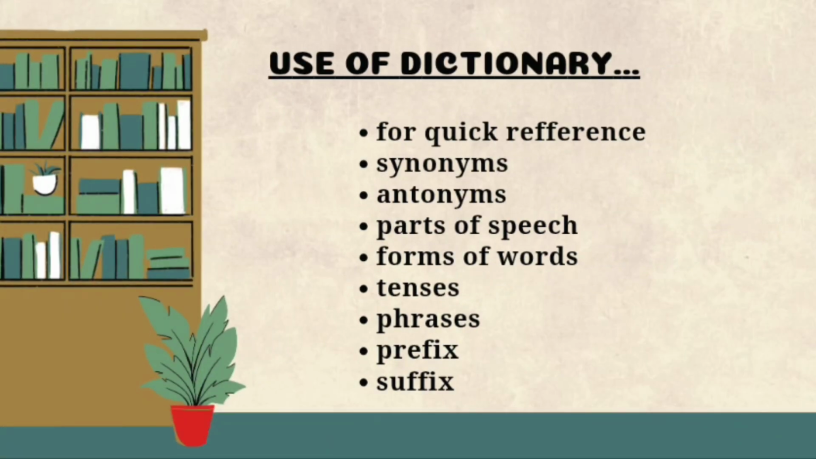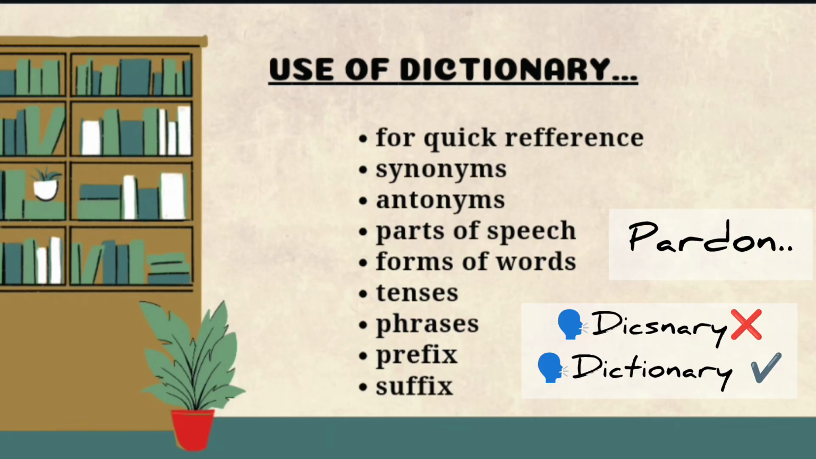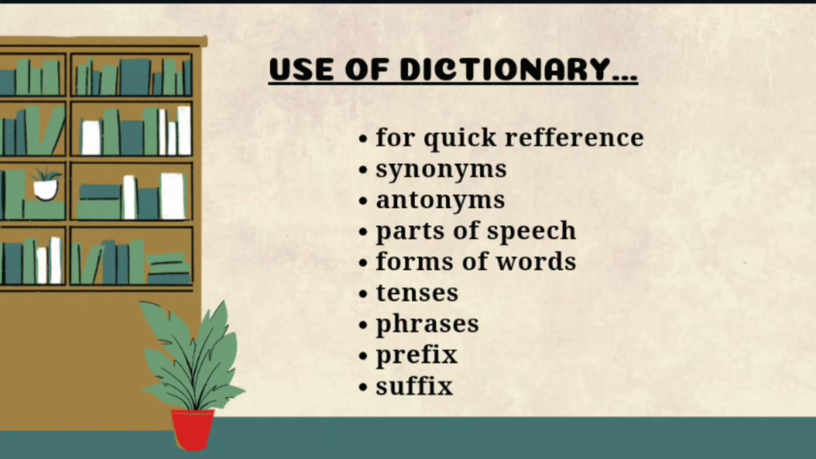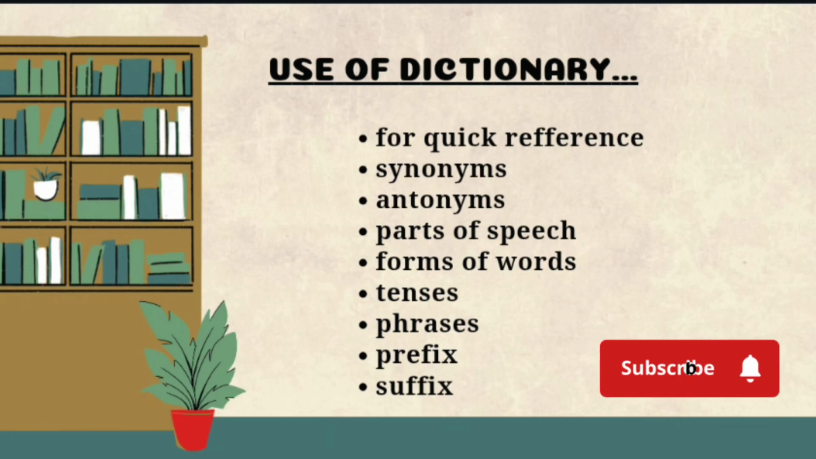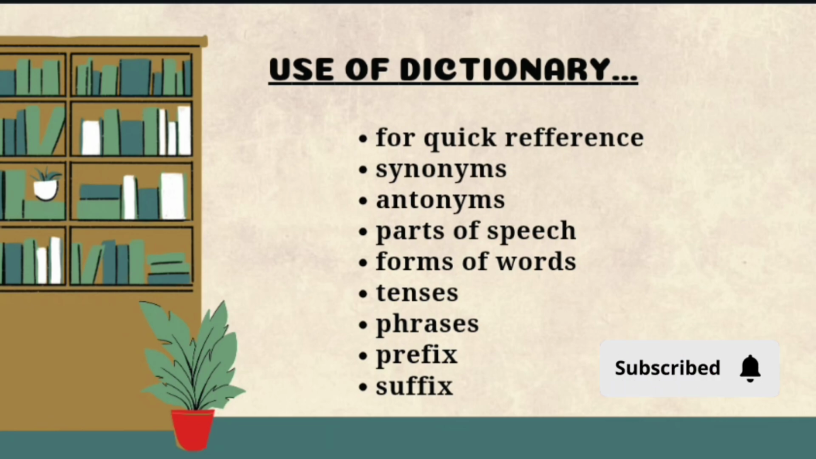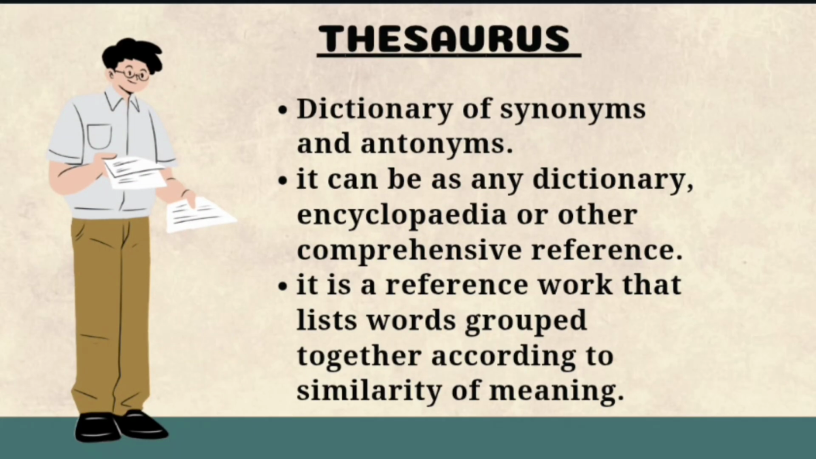Let's discuss uses of dictionary. So, dictionaries can be used for quick reference, lexical purposes, antonyms, synonyms, parts of speech, forms of words, tenses, phrases, prefix, and suffix. These all are uses of a dictionary. Let's discuss another tool and it is thesaurus.